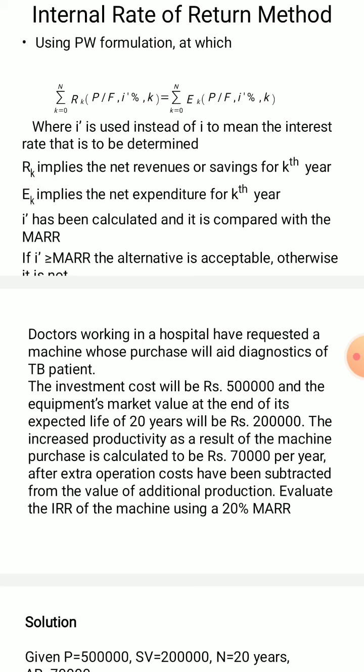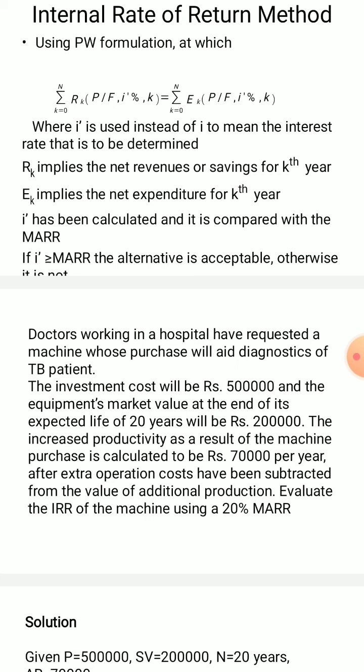It is the interest rate at which the cash inflow is equal to the cash outflow. So we can say that at a particular interest rate, whatever the cash inflow is at that interest rate, we can equate it to the cash outflow at that interest rate, and in that situation we can say that that particular interest rate is the internal rate of return.